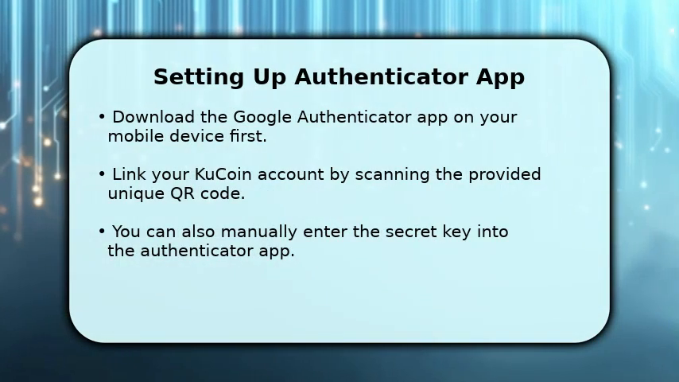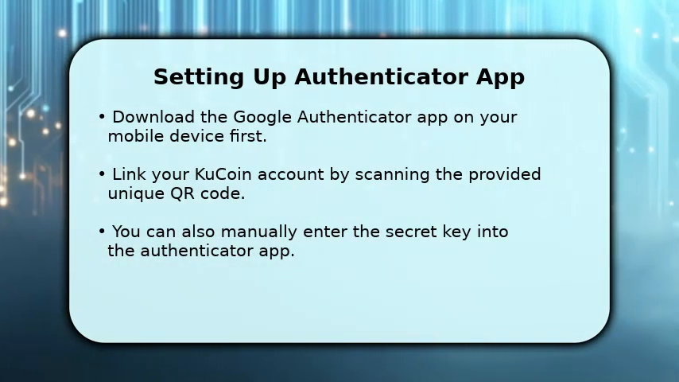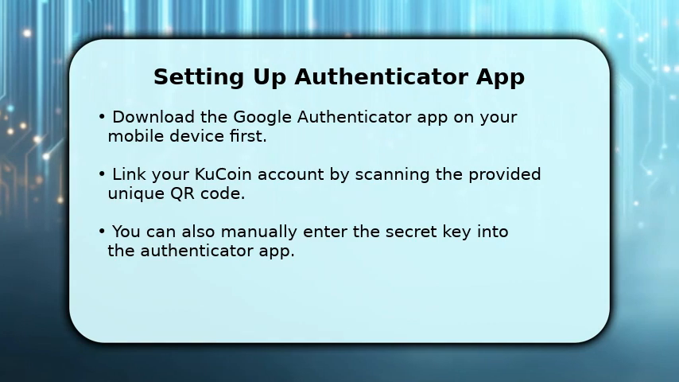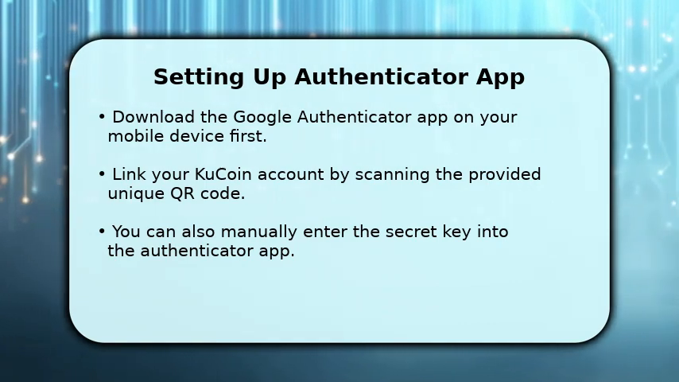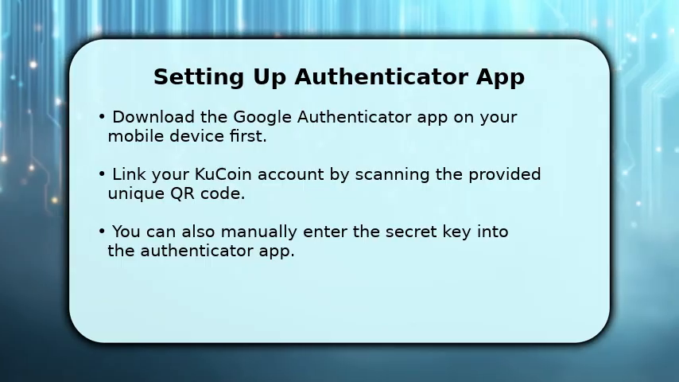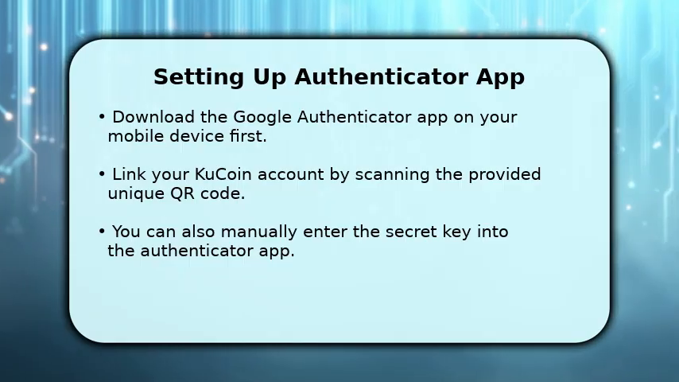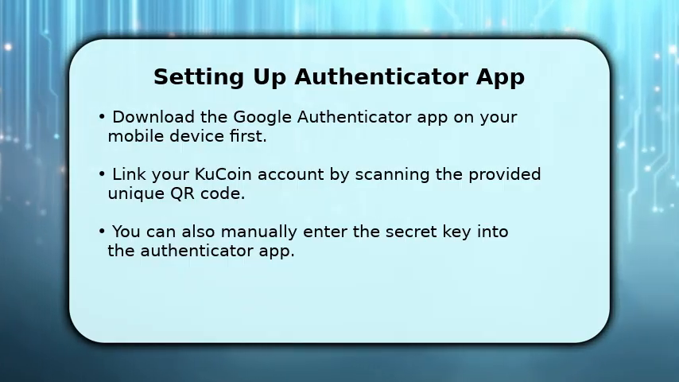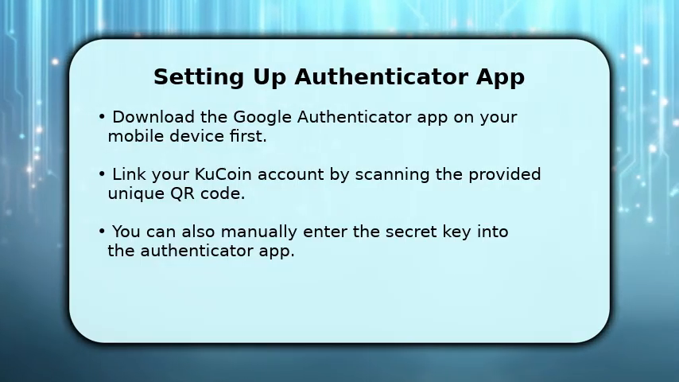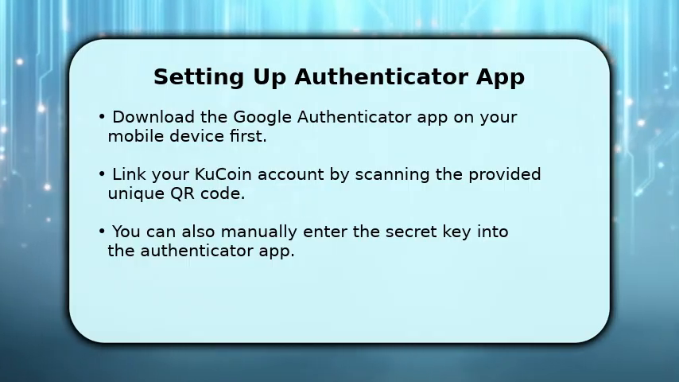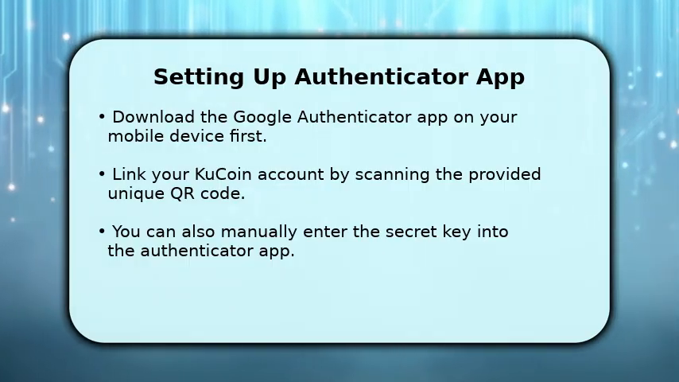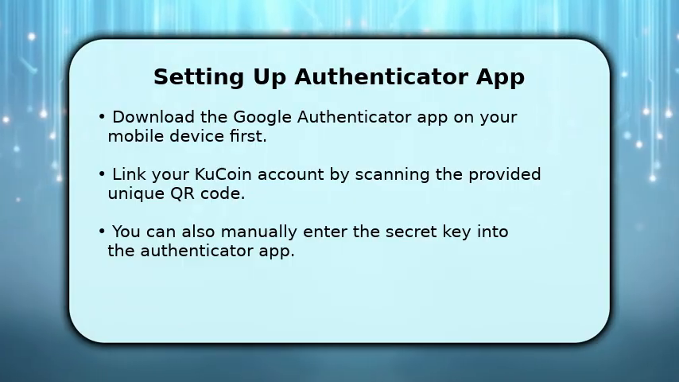To begin, download the Google Authenticator application onto your mobile phone. Once installed, navigate to the security settings within your KuCoin account. There, you will find an option to enable two-factor authentication. You will then be presented with a unique QR code. Simply scan this code using your Authenticator app or manually input the provided secret key if scanning is not possible.